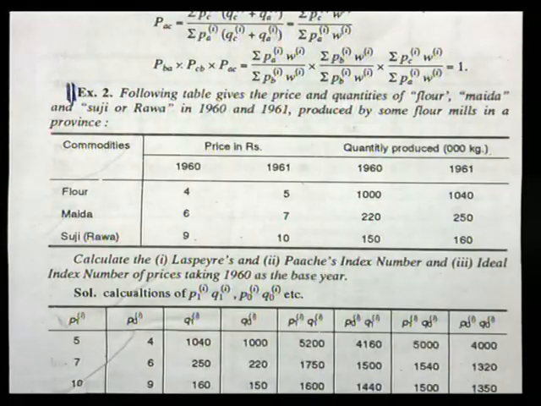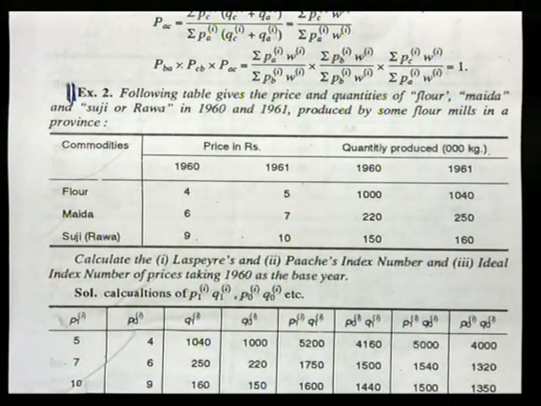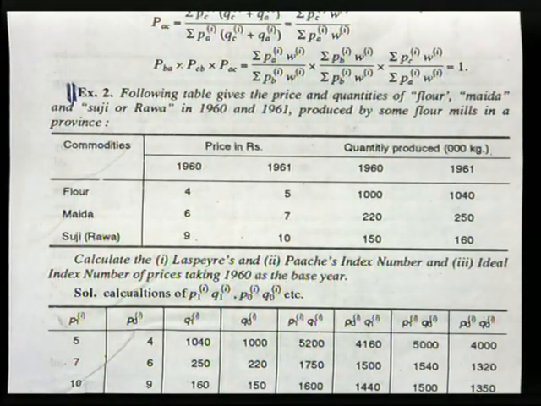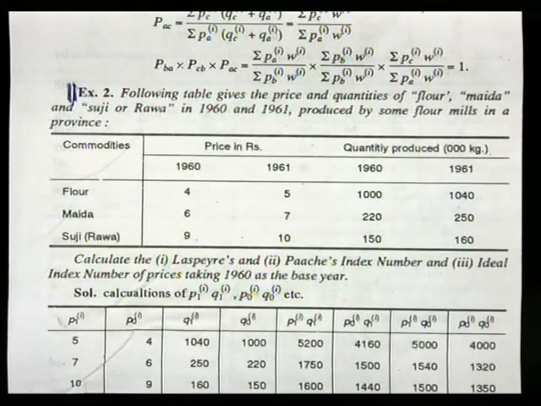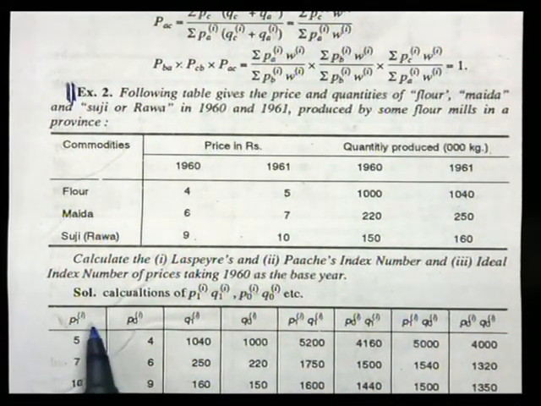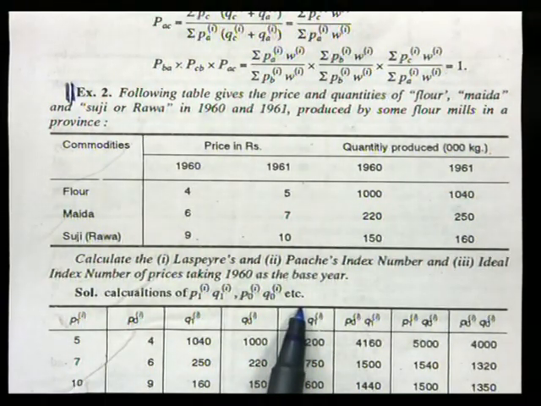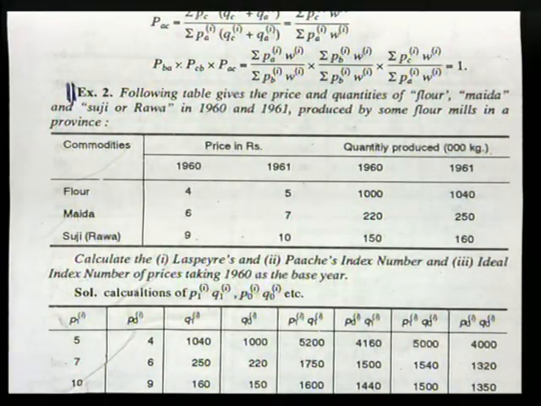Okay. In 1961, the prices are given, they are known as current year's prices. In the same way, the P0 and P1 for 1960 and quantity, that is Q0 and Q1 for 1961, are available to us. So we have to calculate the P1, Q1, P0, Q0 etc. by using the above data.